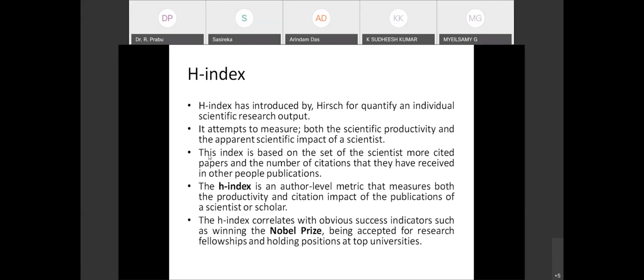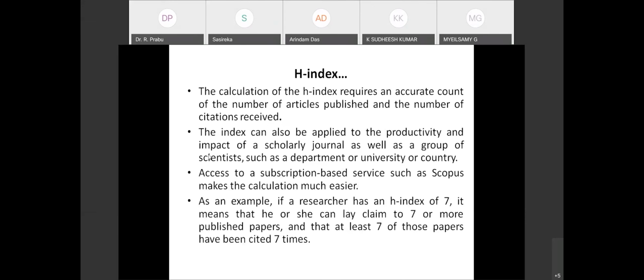We'll see the formula. The calculation of the H index requires an accurate count of the number of articles published and the number of citations. So to calculate this, we need the number of articles published by the particular researcher and the number of citations he received throughout his career. The index can also be applied to the productivity and impact of a scholarly journal, as well as a group of scientists such as a department, university, or country.